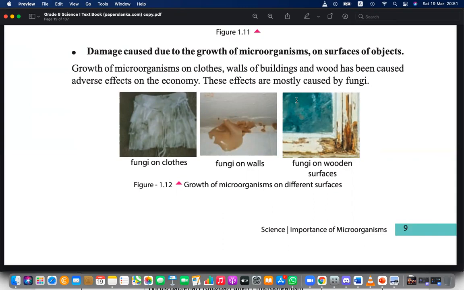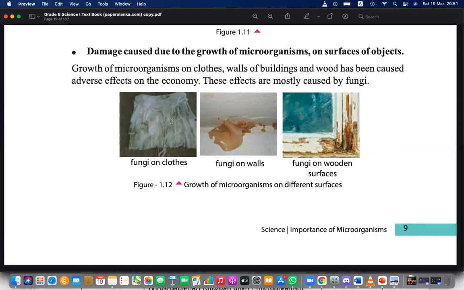If you keep the food, maybe a potato, in Nuwara Eliya, the environment will protect it for a long time. But if you keep the same potato in Hambantota or some area, it will speed up the microorganism growth, and soon it will decompose. But it will take more time in Nuwara Eliya. So food can be protected for a long time. Temperature is one of the main factors affecting the growth of microorganisms.